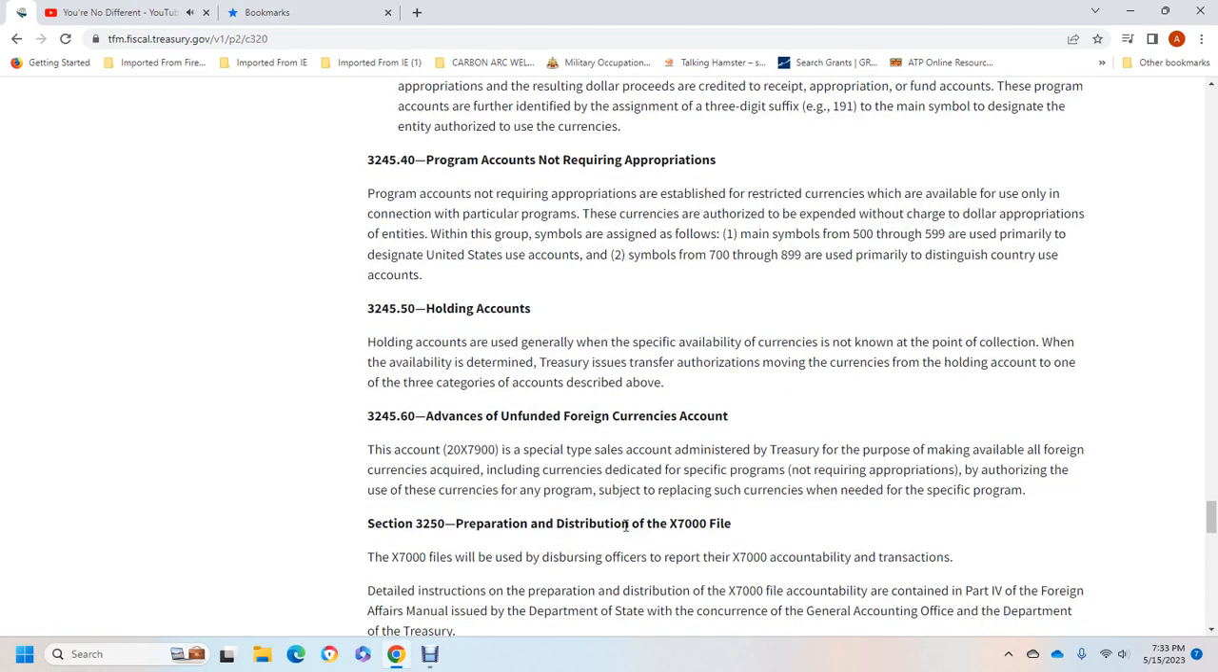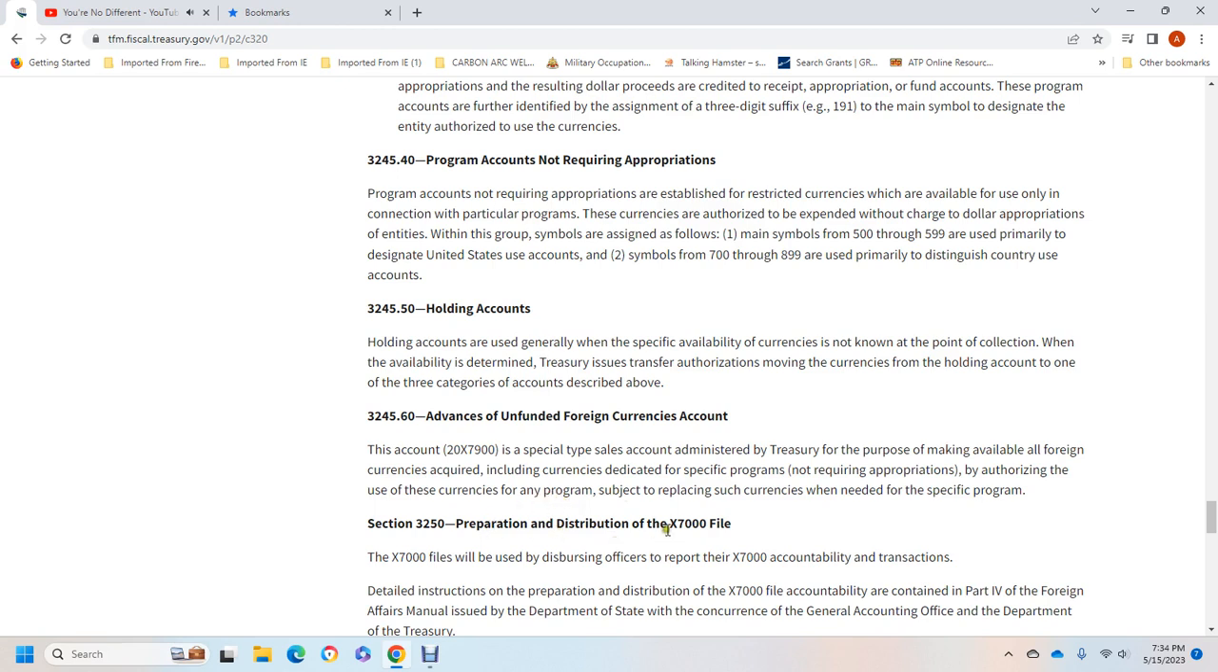324560 Advance unfunded foreign currency. Will come out with account for the 20X7900 special tags for the sale of the account with the Ministry of the Treasury, for the purpose of making available all foreign currency acquired, including the currency dictated by specific programs not requiring appropriation by authorization, either the currency with any of the programs subject to replace such currency within either the specific program.